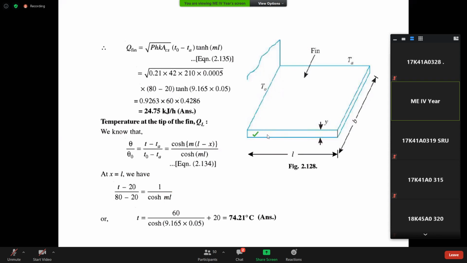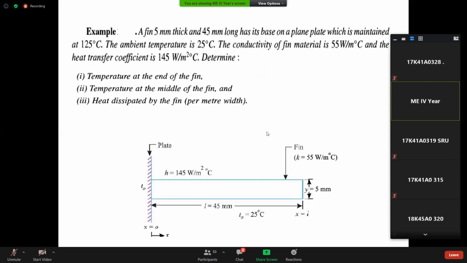It could be at this point or at this point. The temperature profile we can find till the end of the tip. So the temperatures are not uniform. This will change. This is the way you have to proceed for doing this problem.